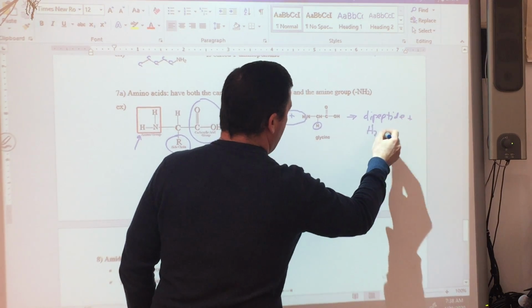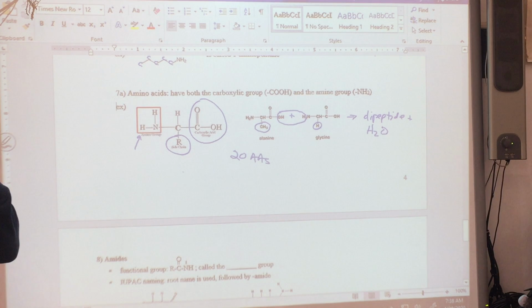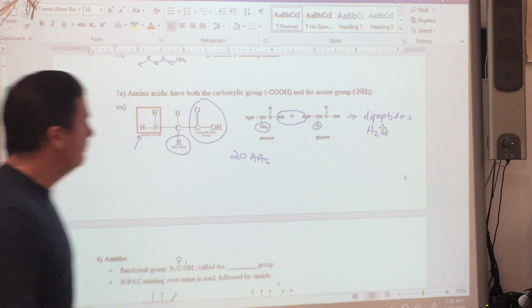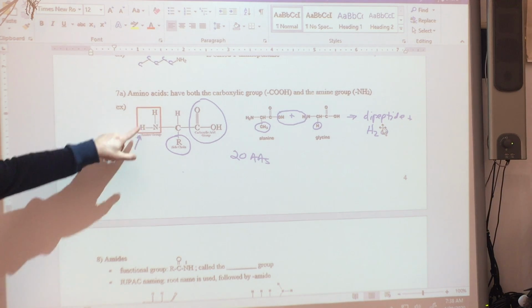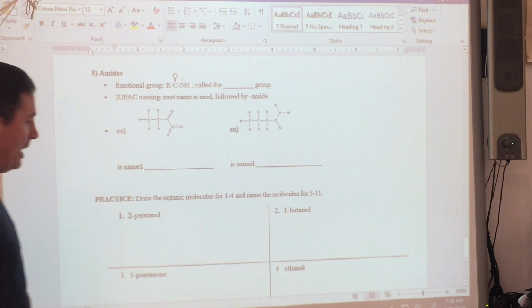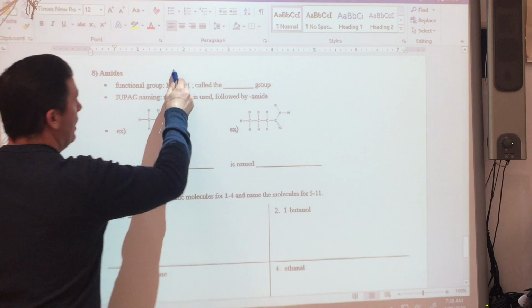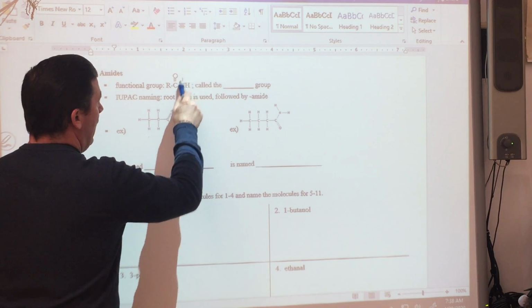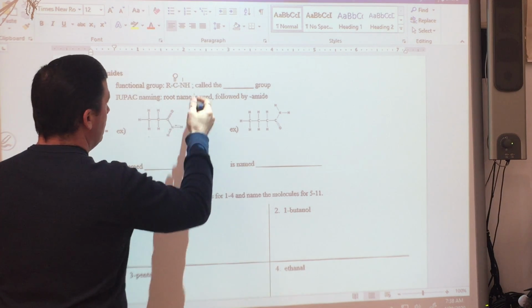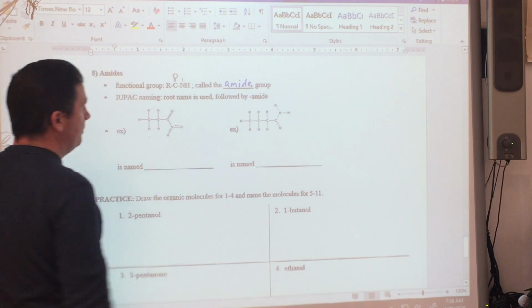And then water would come off. That process is called dehydration synthesis, and that's how you make proteins. All right? So that's an amino acid, it has an amino group. And lastly is amides. Amides have a functional group that has a carbonyl group here and an NH group. Okay? And that's altogether called the amide group.